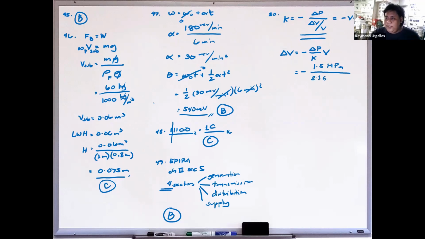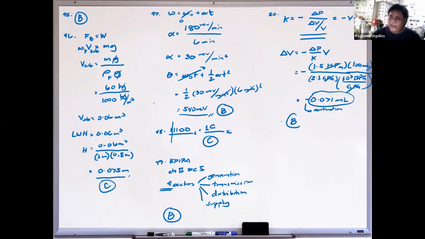When we convert to megapascal, we have 10 to the 3 megapascal per gigapascal, so the units cancel. Then multiply this by the volume V, which is given as 100 ml. When you solve this, you should get negative 0.071 milliliters. The negative sign just implies a contraction. So our answer here is 0.071, which is letter.